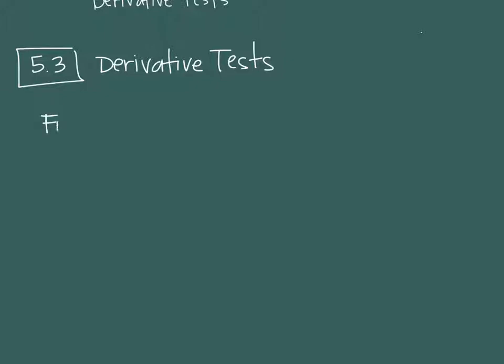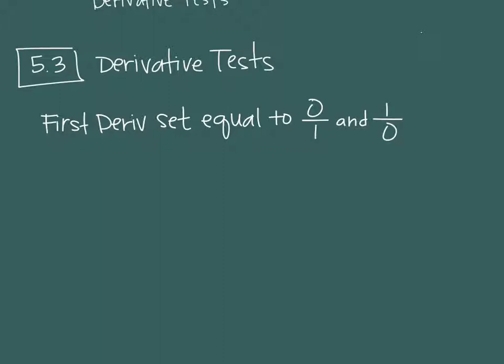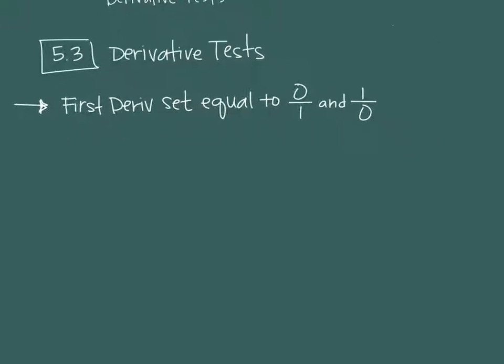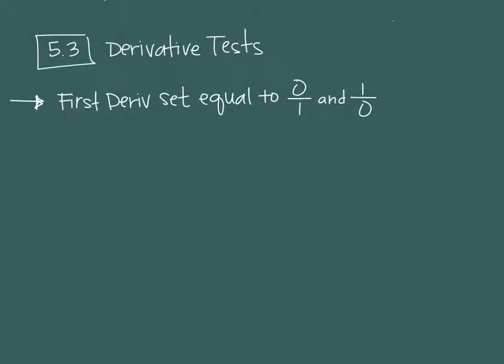So let's talk about the first derivative, which was last night. And we want to set the first derivative equal to 0 over 1 and 1 over 0. You're looking for both horizontal tangents and vertical tangents. So we've got to do that first. Okay, that first derivative is set equal to both of those things. Those are called critical points of a function.